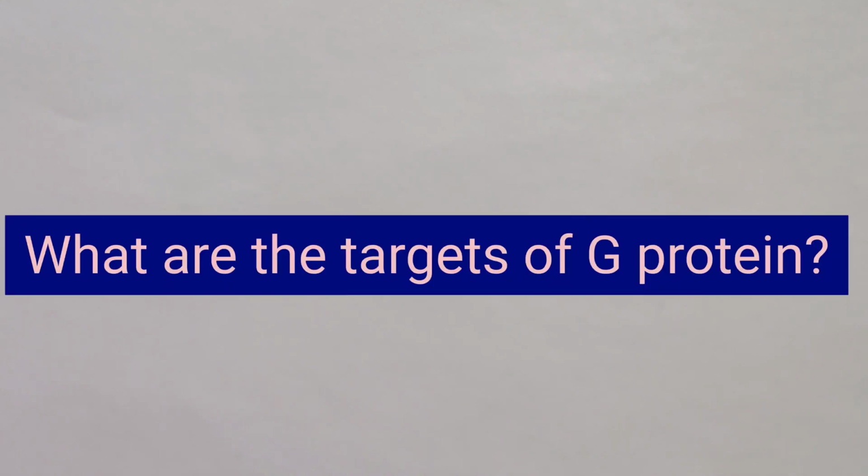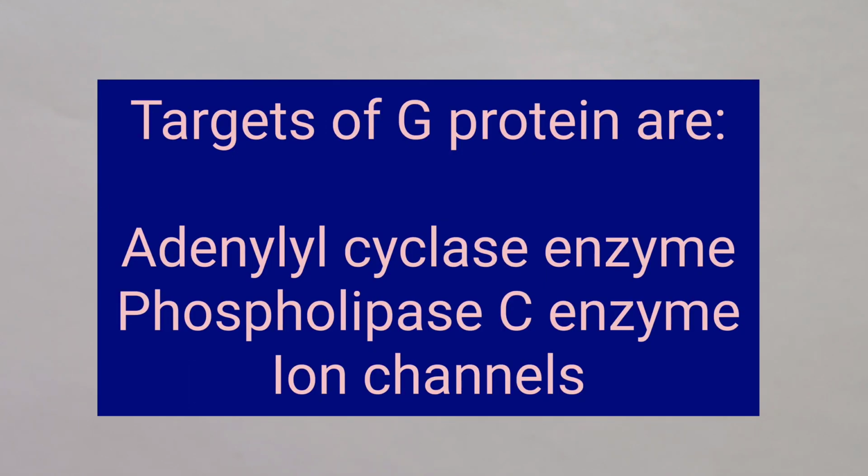So what are the targets for G proteins? The main targets for G proteins, through which G protein coupled receptors control different aspects of cell function, are adenylyl cyclase, the enzyme responsible for cyclic AMP formation, phospholipase C, the enzyme responsible for IP3 and DAG formation, and ion channels, particularly calcium and potassium channels.